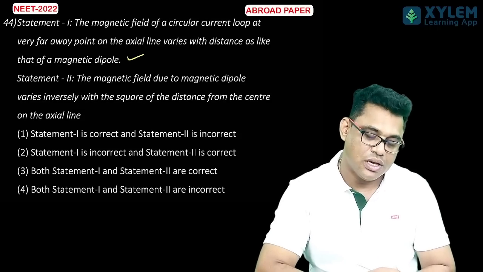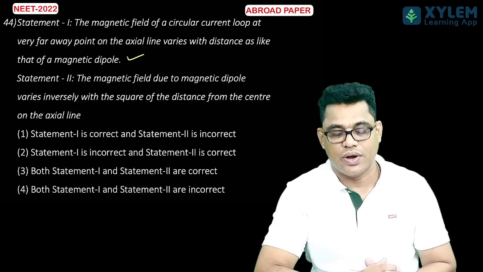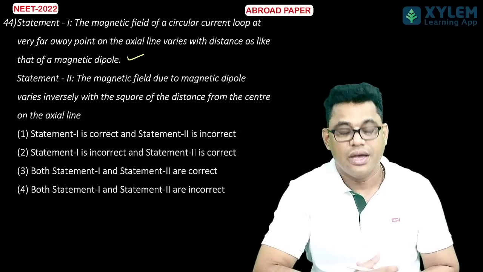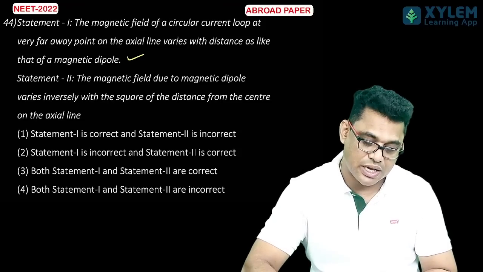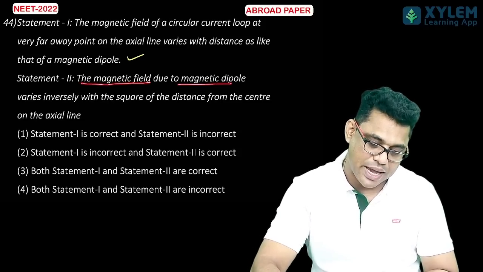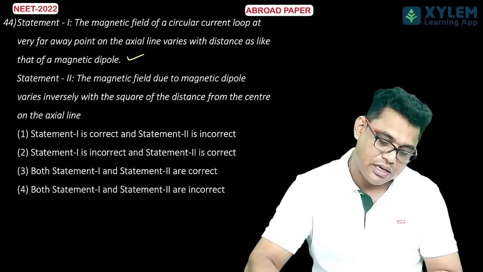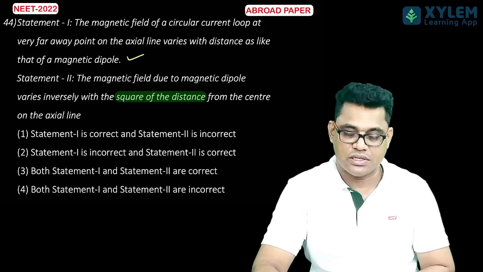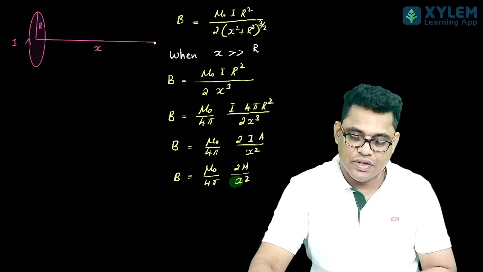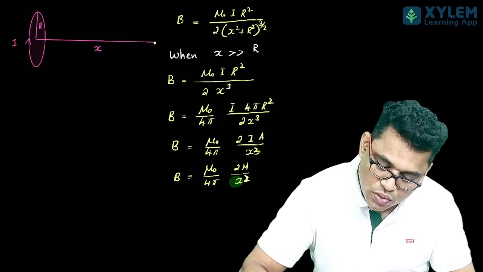See, it tells you the current carrying loop is just like a magnetic dipole when your distance is very big compared to the radius. But think about the second one. Read the second one. The magnetic field due to a magnetic dipole varies inversely with the square of distance. See here. It tells you it varies inversely with the square of distance. No, it varies inversely with the cube. Square, not square, it is cube, you know.